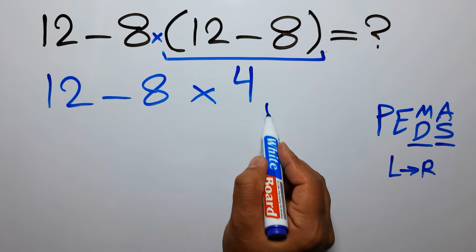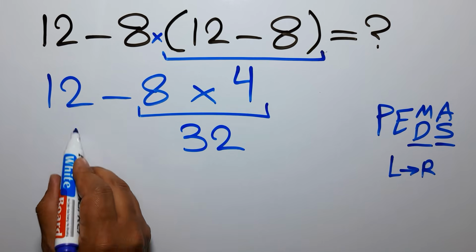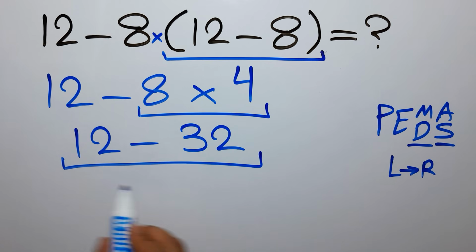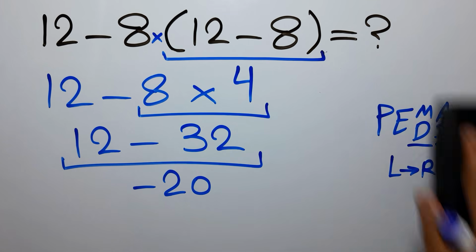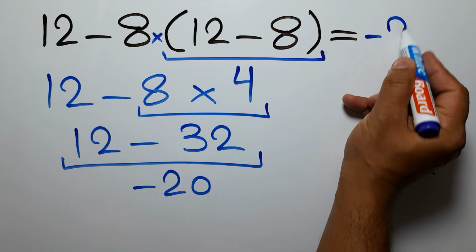8 times 4 gives us 32. So we have 12 minus 32, which equals negative 20. And this is our final answer to this problem. The correct answer is negative 20.